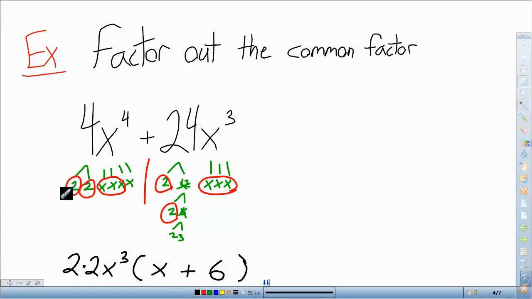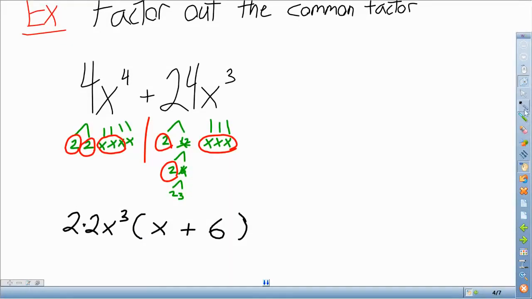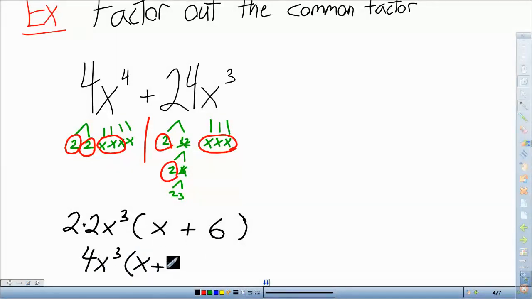Which, by the way, I could have done out here as well. I could have just shown that there's a 4 left over here. But I didn't want to skip too many steps. So let's go one more step. Let's actually multiply that together, and let's show that we have a 4x cubed coming out. And what's left inside is x plus 6.